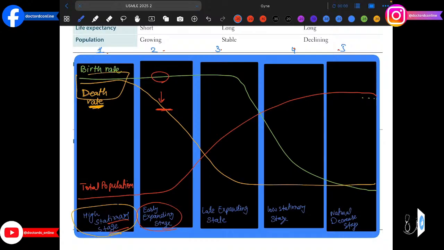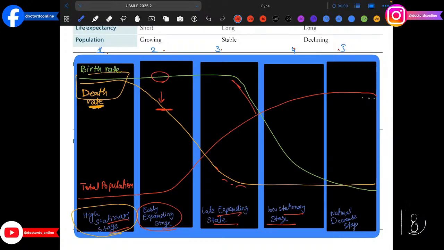And then we get to stage 3, known as the late expanding stage, which is characterized by continuing industrialization and growing economic prosperity. Here the birth rates begin to decline fast, but still there are more births than deaths, and so the population grows slowly. And today, many developing nations are in this stage. But moving along to stage 4, and we are in the low stationary stage.